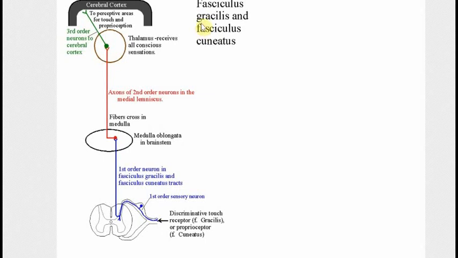It is for conscious proprioception and also for fine touch. It does cross at the second order neuron, but at the medulla, and from the medulla to the thalamus, and from the thalamus, you have the third order going to the cerebral cortex.